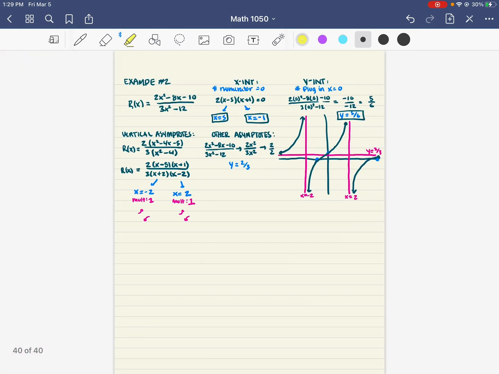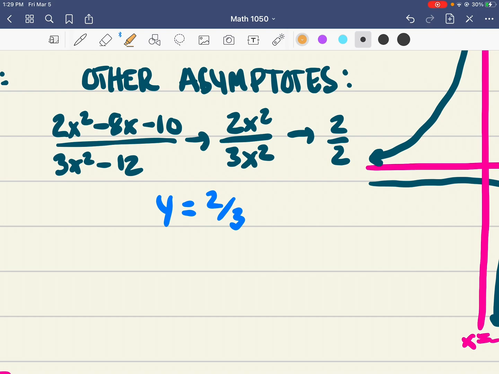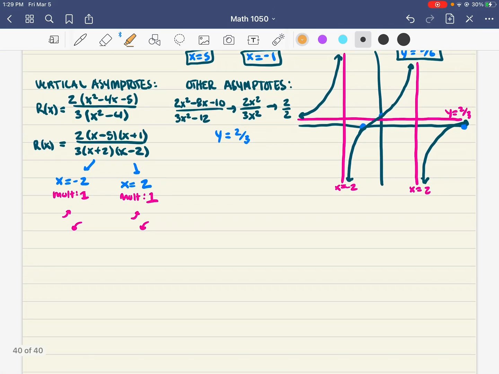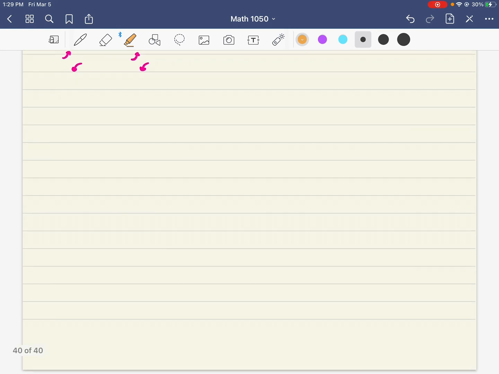So this is the kind of situation where the numerator and the denominator have the same degree, which gives us a fractional horizontal asymptote. I have too much vocabulary in my head right now.